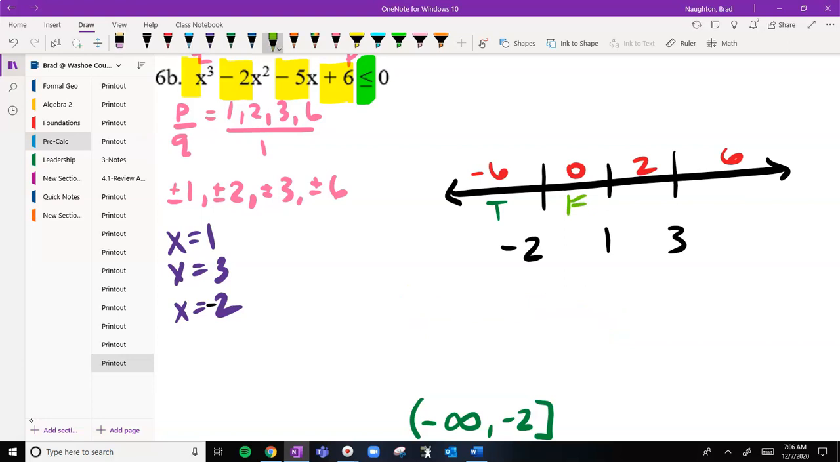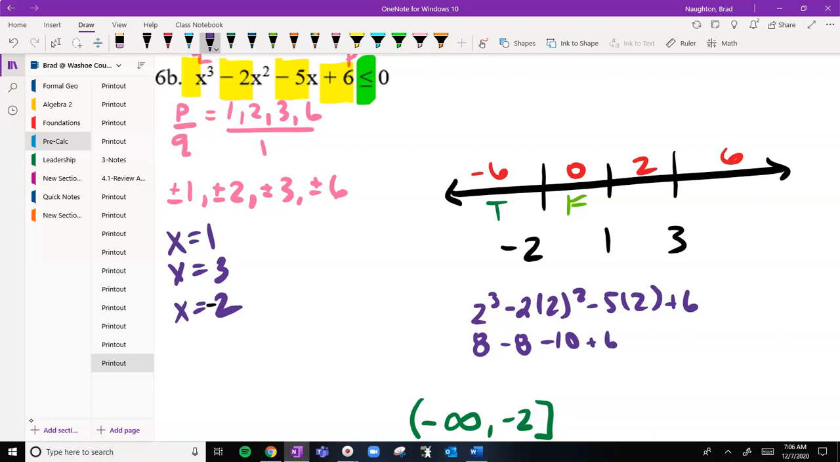Alrighty, so let's look at this next section with 2. So 2 cubed minus 2 times 2 squared minus 5 times 2 plus 6, so this is 8, and then minus 8, minus 10, and then plus 6, so it's going to be a -4. So it's close, but it still works because it has to be negative.